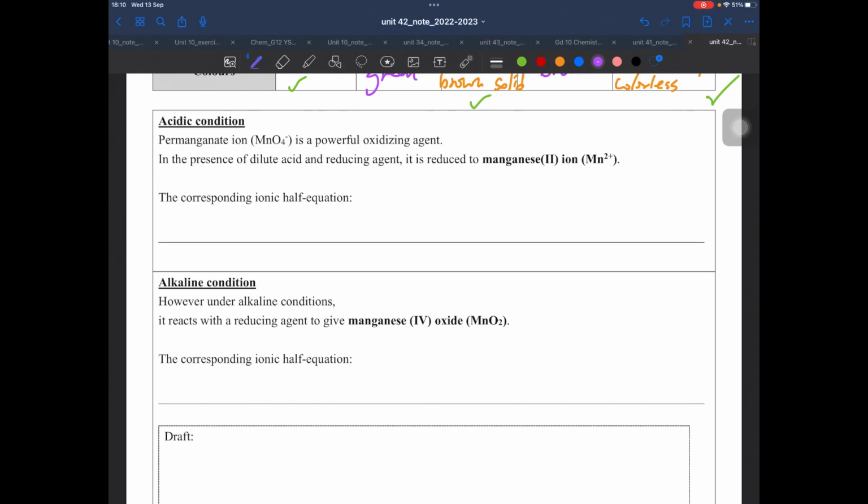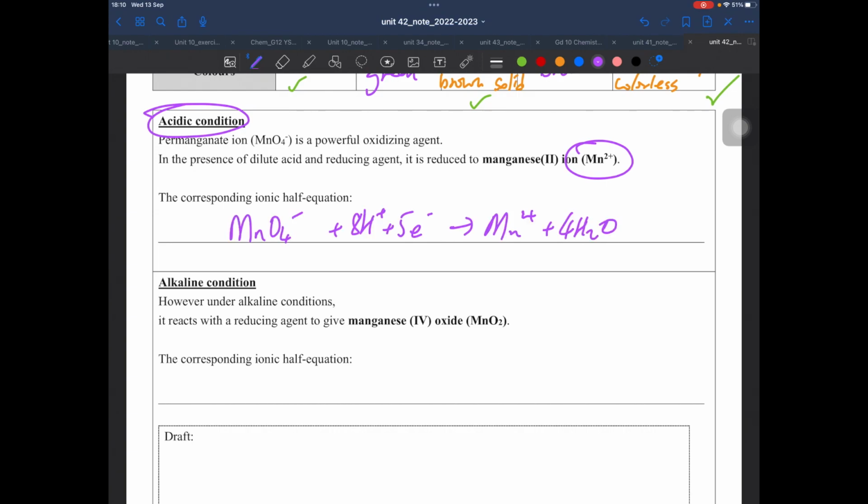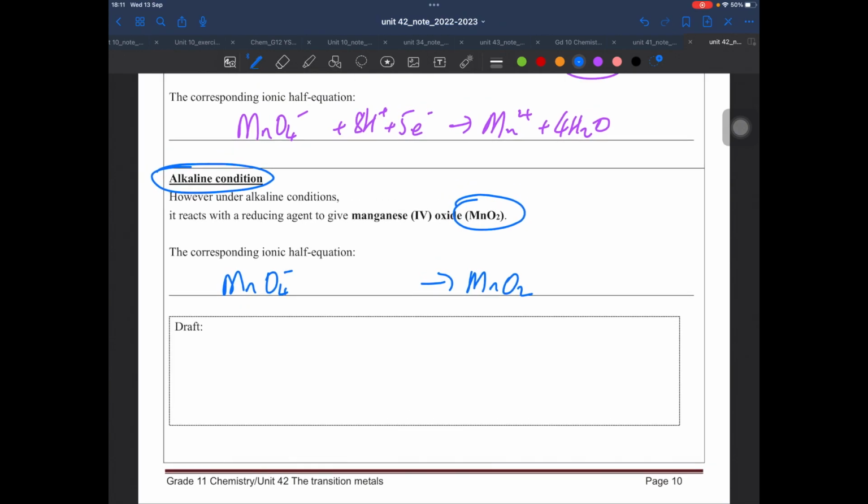The first one is, how come Mn2+ is formed? Yes, from acidic condition. So you still remember the half equation, right? Next one, how come MnO2 is formed when the permanganate is in alkaline condition? Again, start with MnO4-, end with MnO2. Now, there is actually no need to memorize the equation.